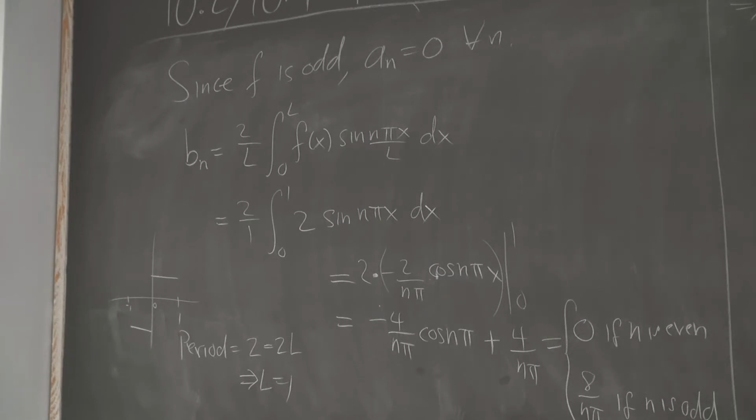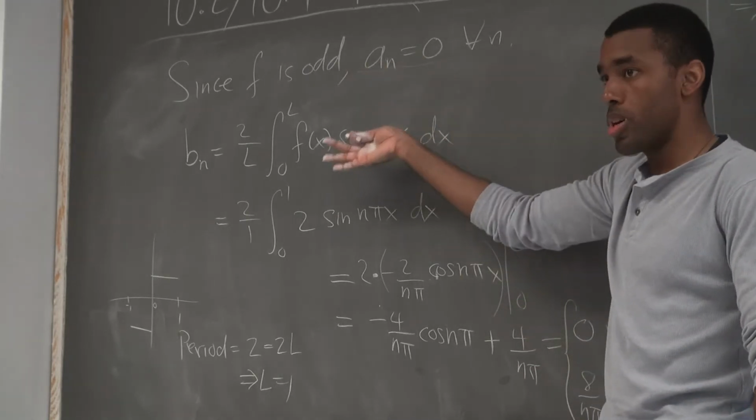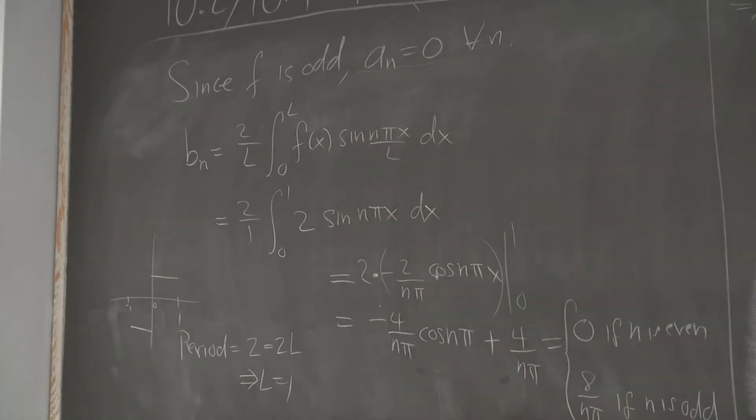So if you're given that your function is odd, it saves you a lot of work, because you can just forget about the a's and only worry about the b's. So that's nice. I'll also give you an example where you can forget about the b's and only do the a's. That's when we're extending as an even function.